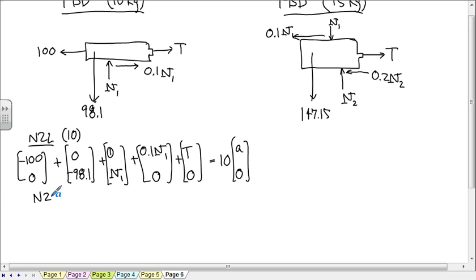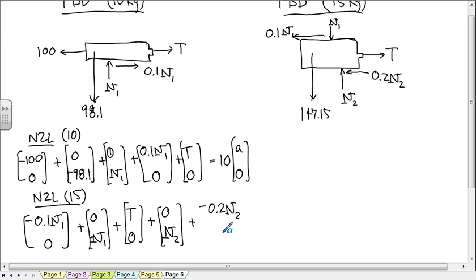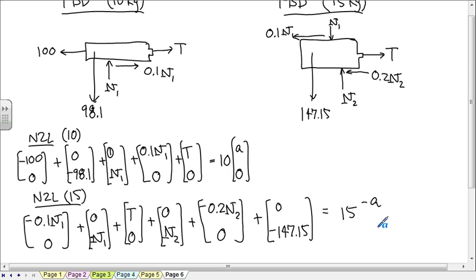And then for the 15 kilogram, we have negative 0.1 N1, 0, plus 0, negative N1, because it's pointing down here, plus T, 0, plus 0, N2, plus negative 0.2 N2, 0, plus 0, negative 147.15 is equal to 15 times negative a, 0.